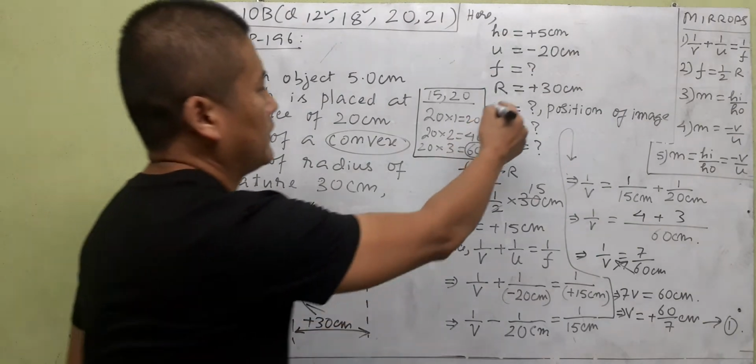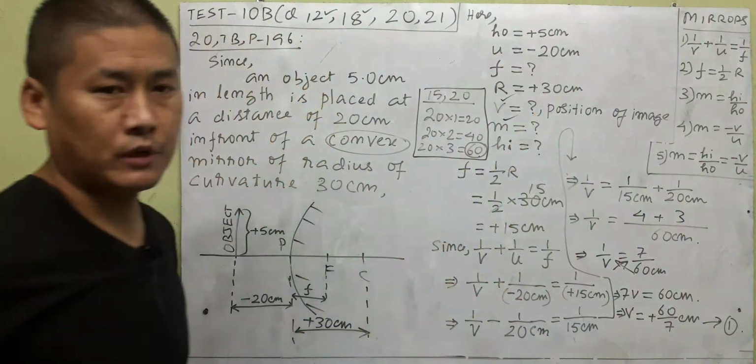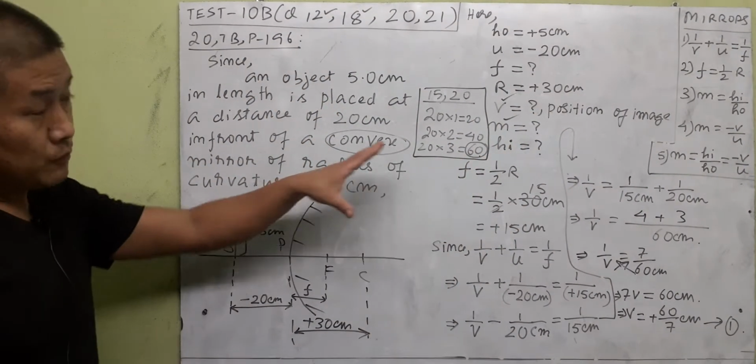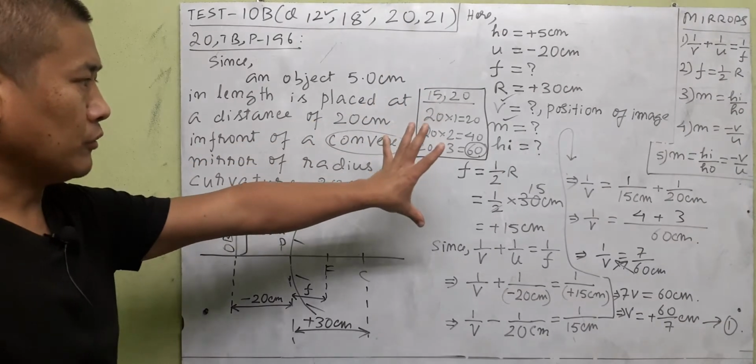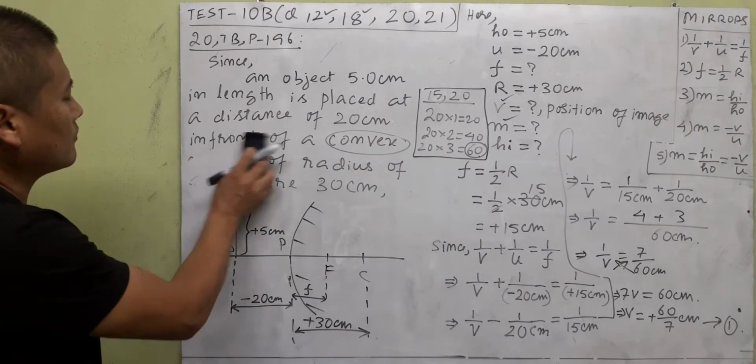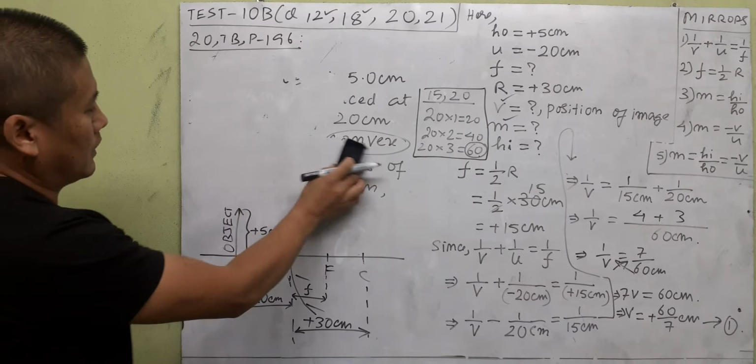Now we have found V, now we have to find the M so we can know the nature. In this portion we'll explain once more how to evaluate the value of M. So here, let us start again.